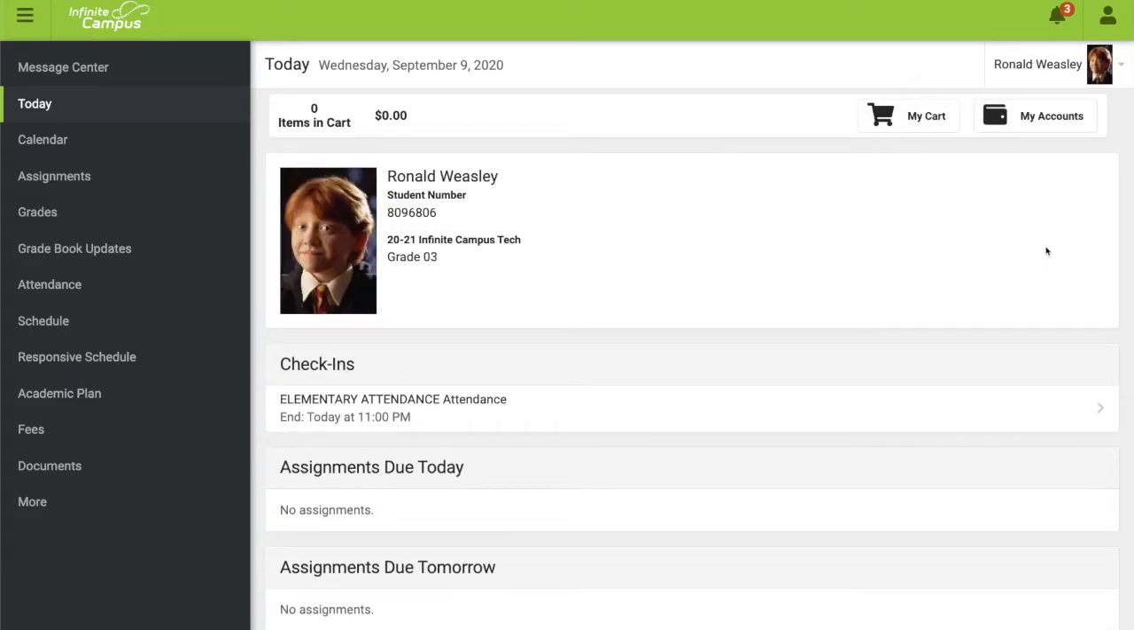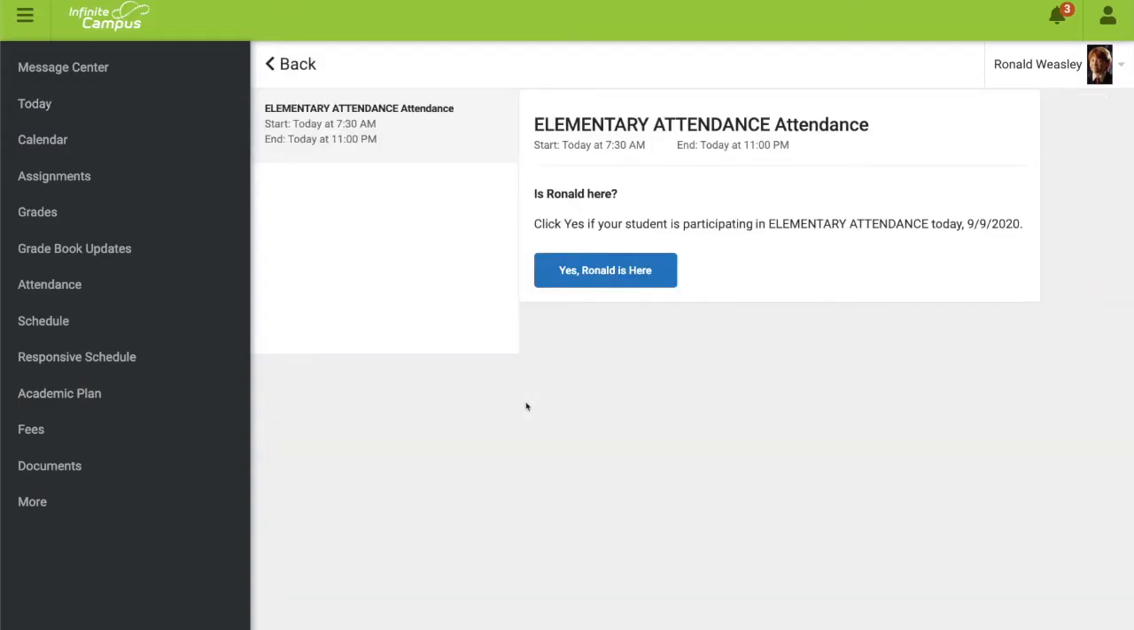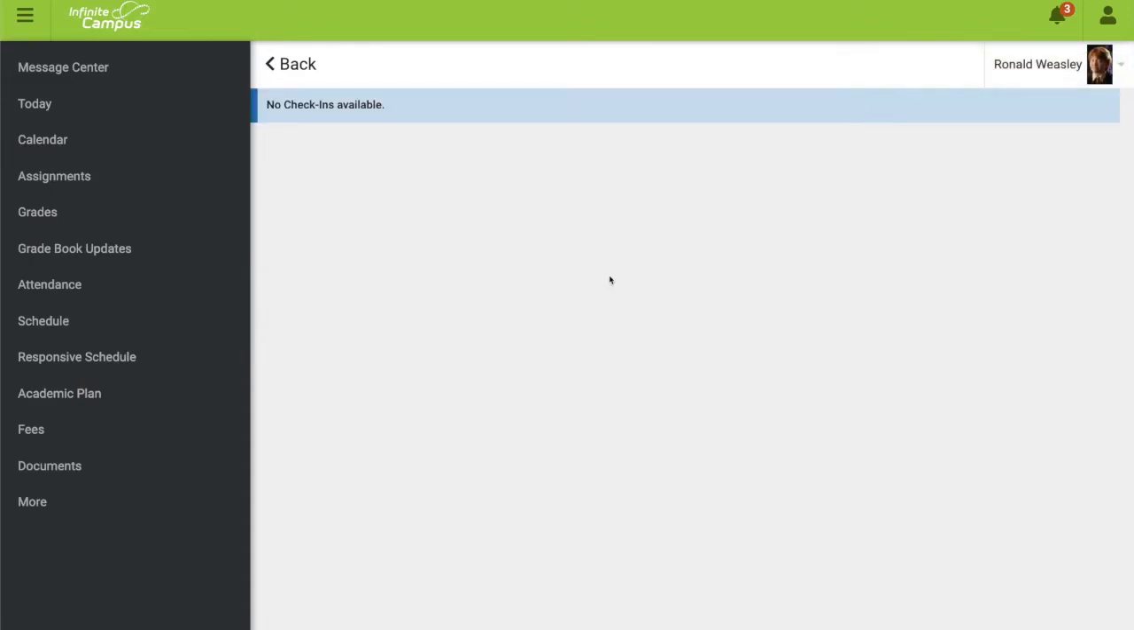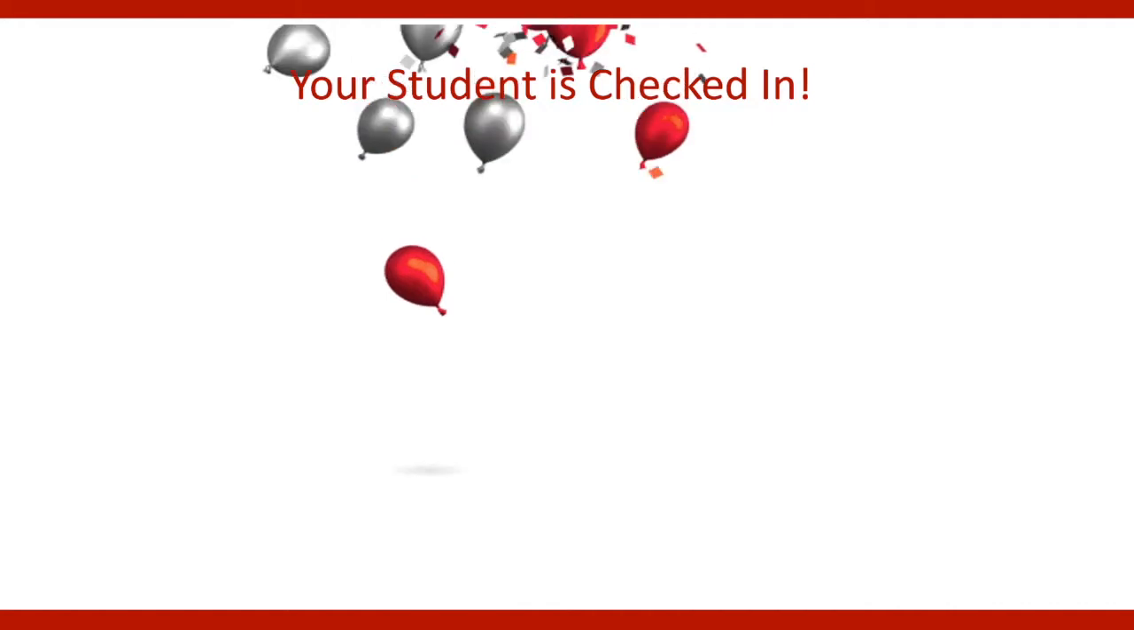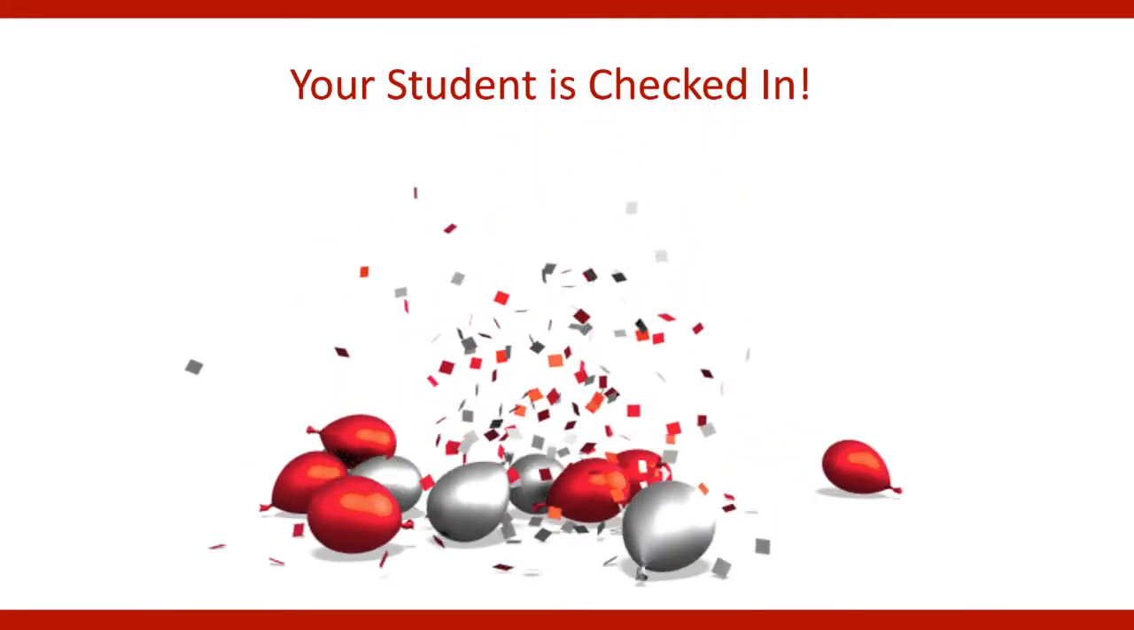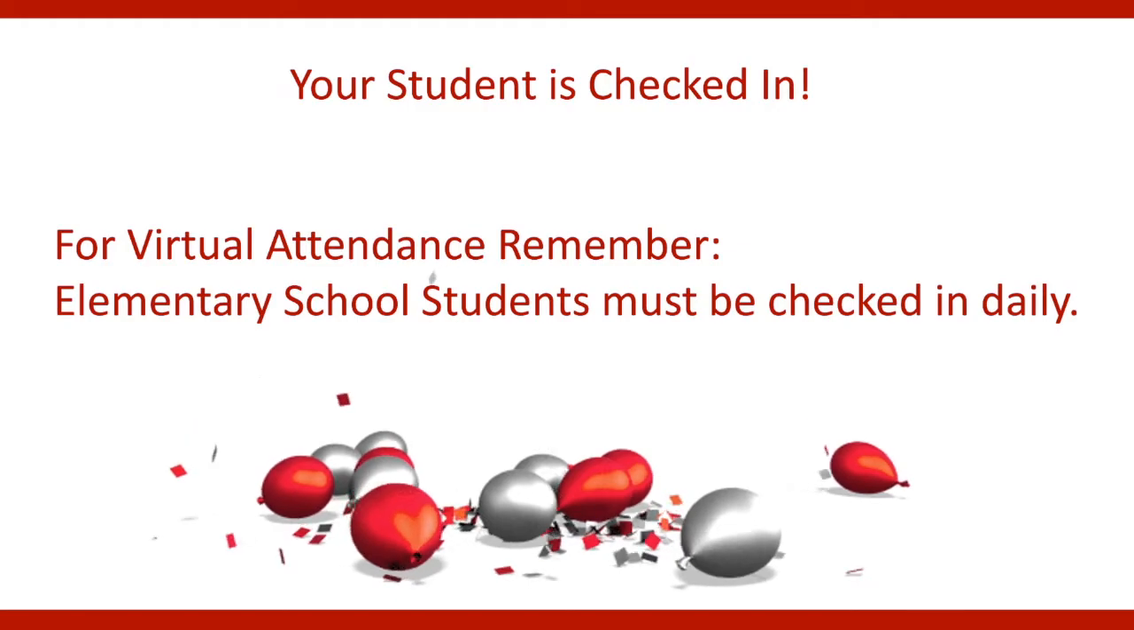Once we have selected our student, you should see a section called Check-ins. Underneath that section should be a course called Elementary Attendance. Click on that box. The system will then ask you if your student is participating today. If your student is participating with class today, click on the box that says, Yes, my student is here. Check-in saved will show up on the screen. Your student is now checked in. Keep in mind that for elementary school students, they must be checked in daily.